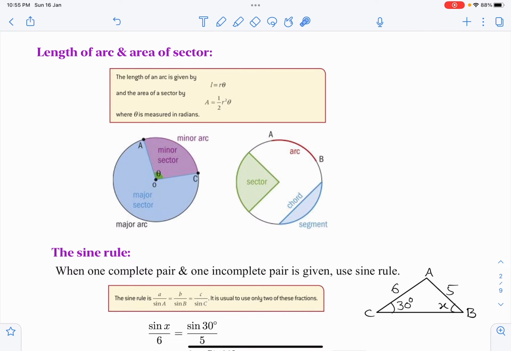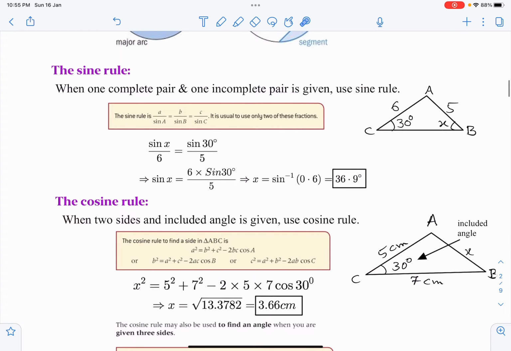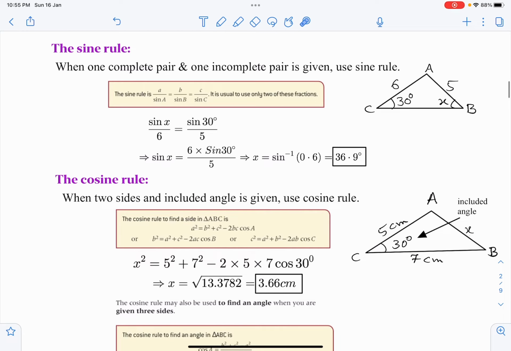Now sine rule and cosine rule, because in many questions you are going to need sine rule and cosine rule. Sine rule is very simple. When to use sine rule? When one complete pair and one incomplete pair is given in a triangle. Of course, we are going to use sine rule and cosine rule in a triangle which is not right angled. So if you have one complete pair and one incomplete pair, then you can use sine rule.